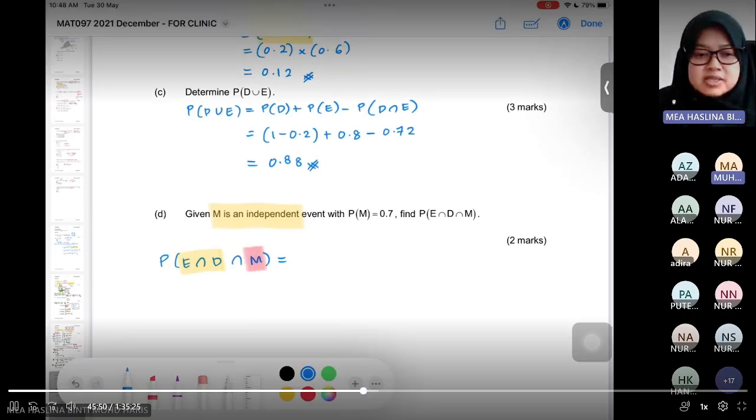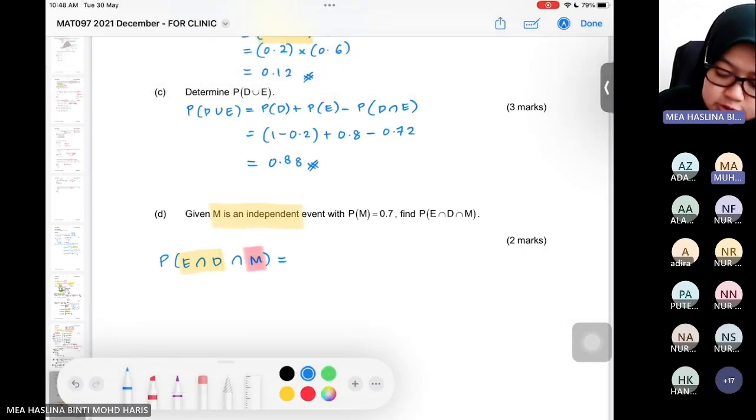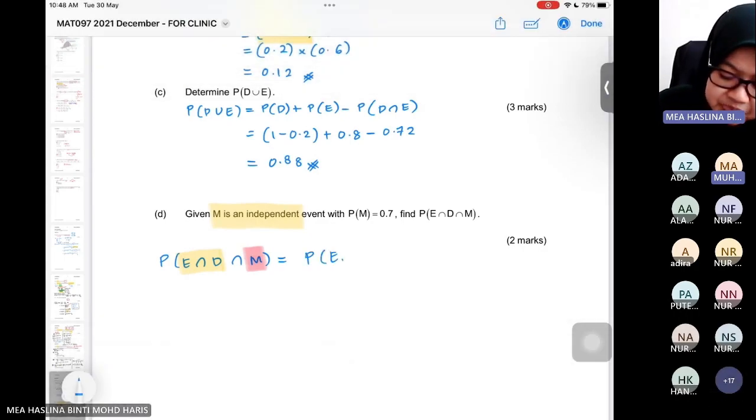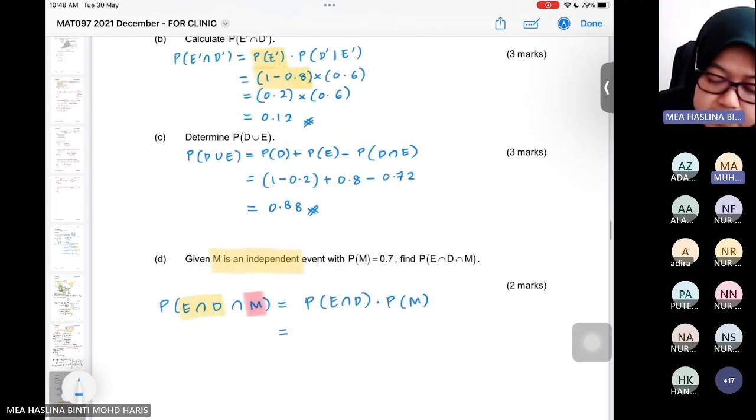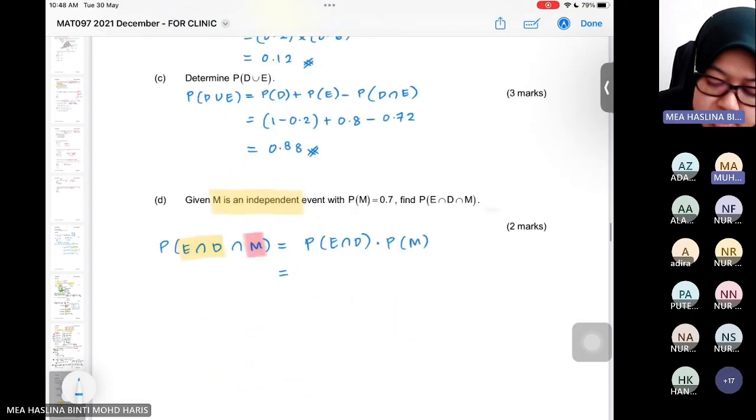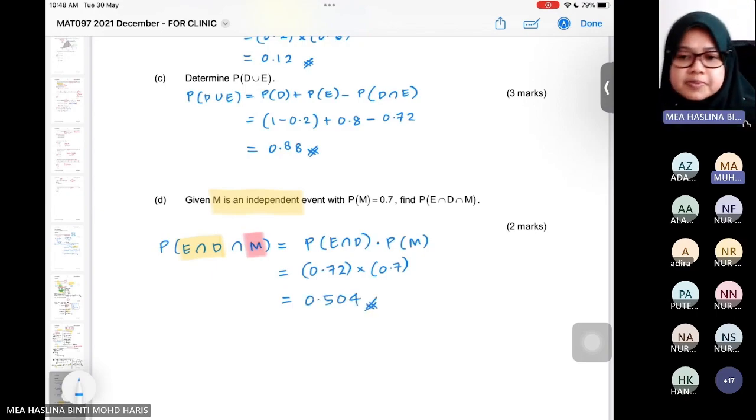It's like you have probability of A intersect B when they are independent. So simply probability of E intersect D times probability of M. Probability of E intersect D, earlier we obtained 0.72, multiplied by probability of M, 0.7. So you will obtain 0.504. Is it okay so far?